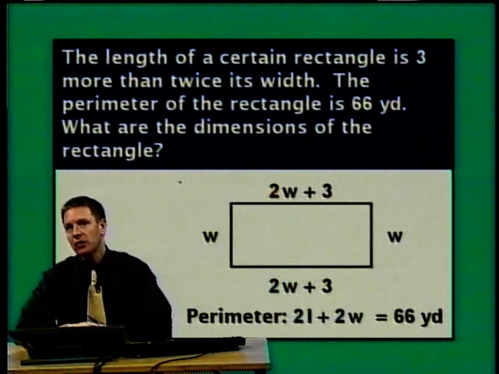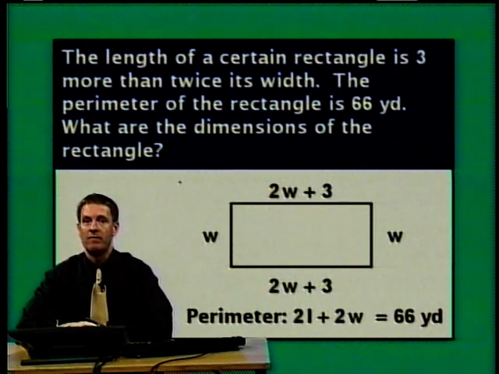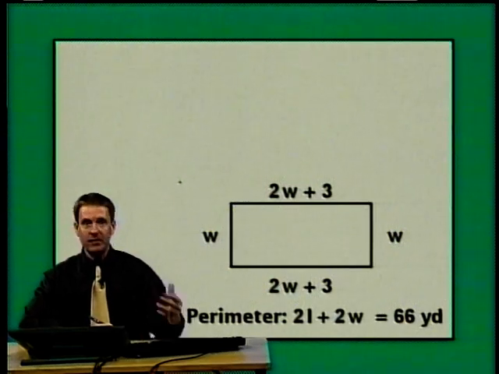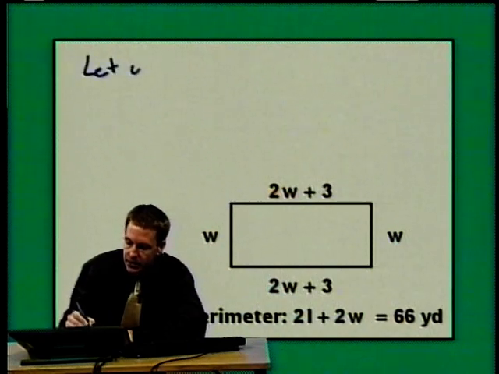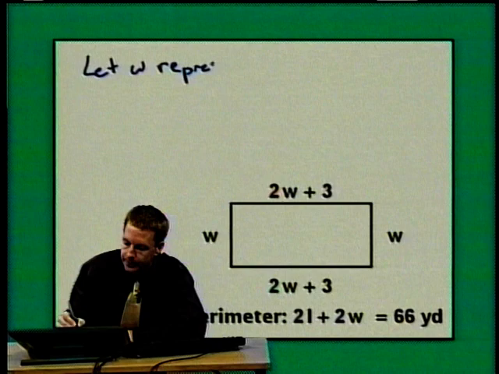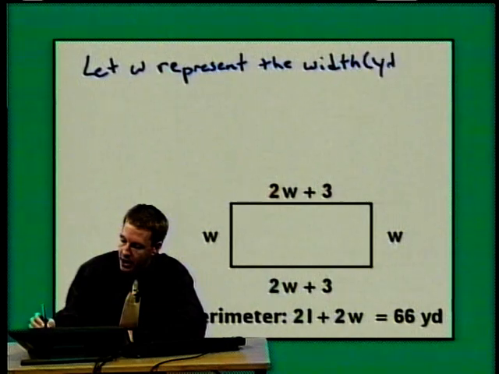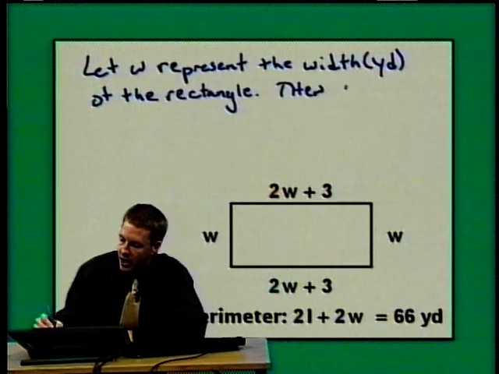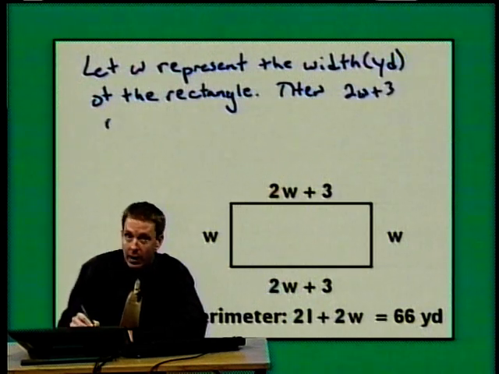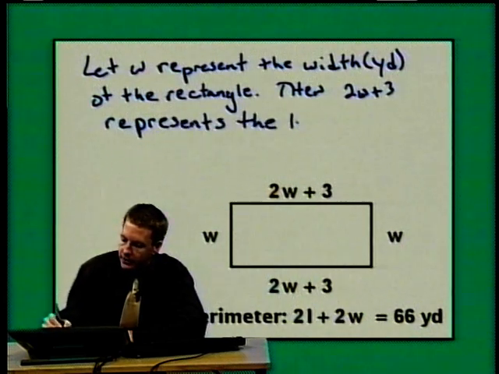And you know what? This picture is so descriptive, it's something that I might even want to include in my work when I did this problem for grading purposes. But even if I include the picture, I need to define my variable. So I'm going to let W represent the width, which is being measured in yards, of the rectangle. Then the expression 2W plus 3 represents the length of the rectangle.